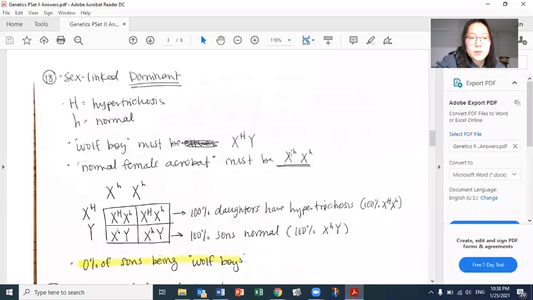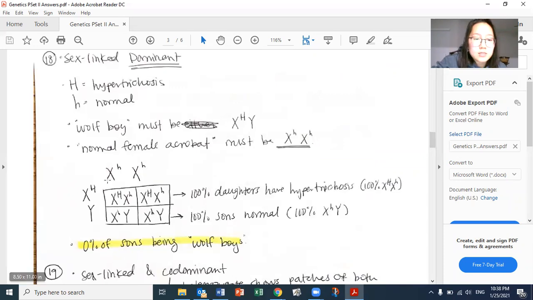So first of all, kind of weird because it's dominant, right? Sex-linked dominant. This is vastly different from anything we've done so far on this problem set. We're going to use capital H as hypertrichosis, and lowercase h as normal. The rules still apply to the capital and lowercase, but remember that the condition is actually present with the dominant, the capital. So the wolf boy has to have hypertrichosis, right? Because he has hair all over his body. So he would be X capital H Y. The normal female acrobat has to be homozygous recessive in order to be normal presenting, right? Because if she had even one capital H, she would also have werewolf syndrome.